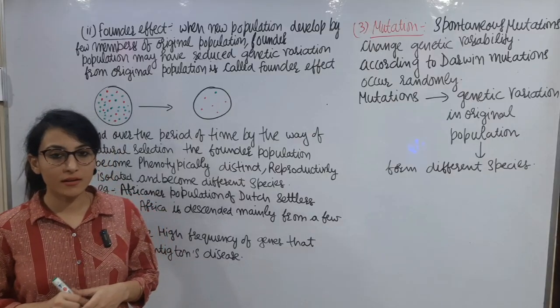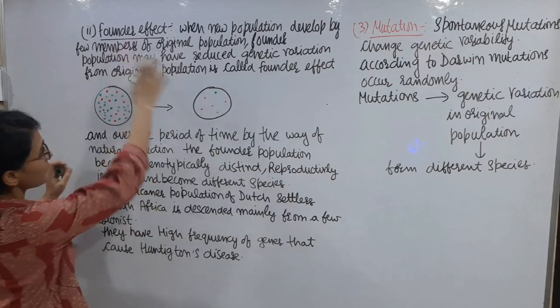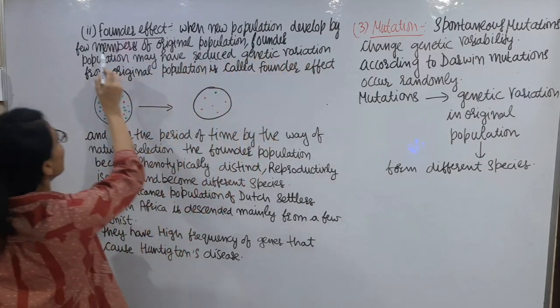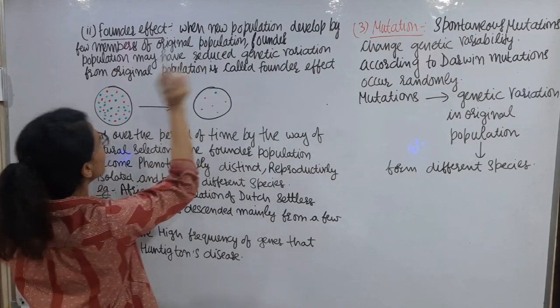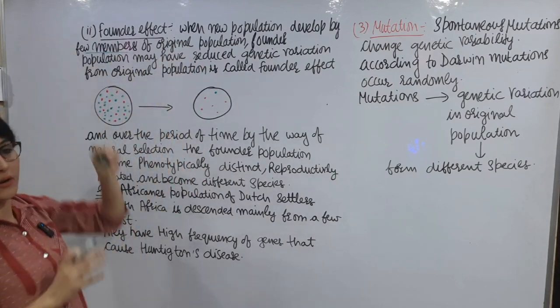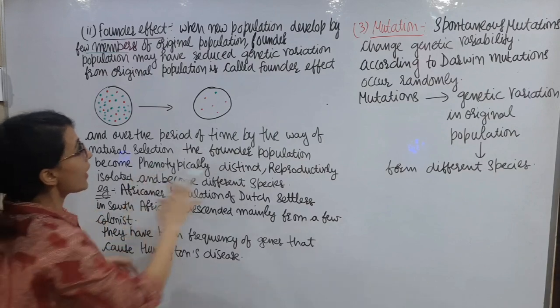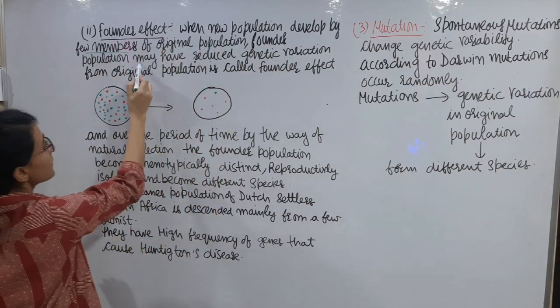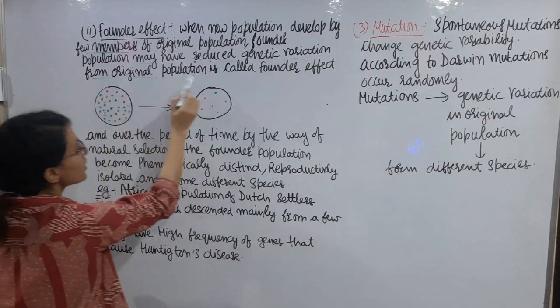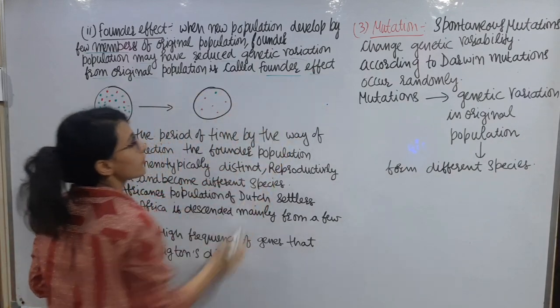Second example of genetic drift is called founder effect. Now what is founder effect? When a new population is developed by a few members of the original population, these few members are called the founder population. And this founder population may have reduced genetic variation from the original population. This is called the founder effect.